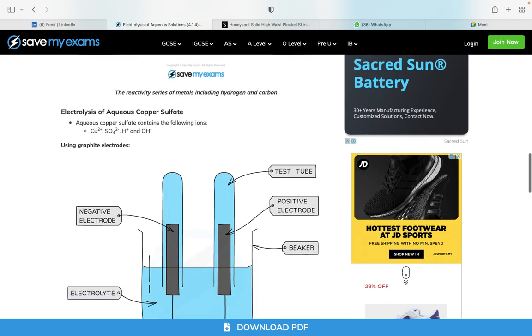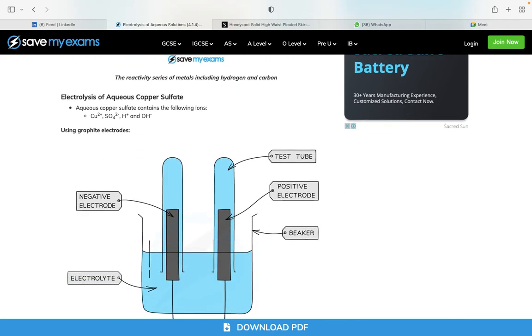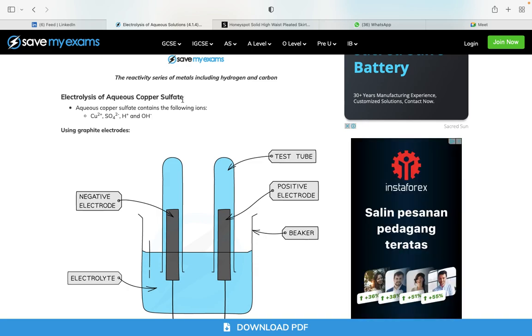Electrolysis of aqueous copper sulfate. The word aqueous means it's not only the copper sulfate, CuSO4. Since it's aqueous, there will also be water, so hydrogen plus and OH minus. So there will be about four ions.